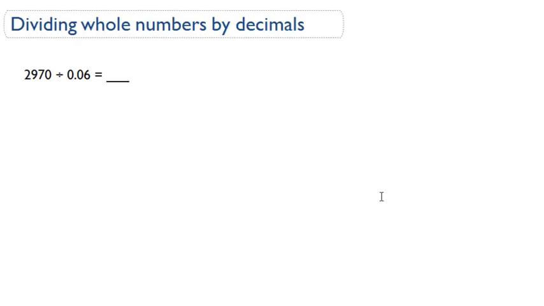Right, dividing whole numbers by decimals. Okay, there's a little bit of a trick here that we need to know. Anytime we're dividing a number by a decimal, we're going to need to change that decimal. We're going to need to move the decimal point around to make it so it's no longer a decimal.